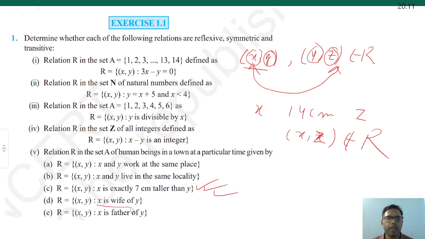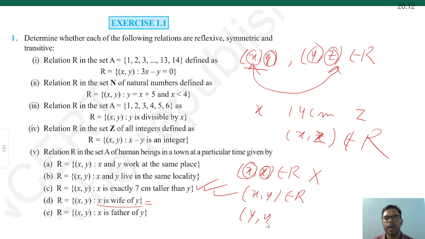Similarly, x is wife of y. Very interesting. x is wife of y. That means you cannot take x belongs to R, because in that case the meaning will be x is wife of x. Not possible. Therefore, it is not reflexive. Similarly, if you take xy belongs to R, then x is wife of y. You cannot write yx belongs to R, because it would mean y is wife of x, and both x is wife of y and y is wife of x are not possible at a time. Therefore, it is not symmetric.